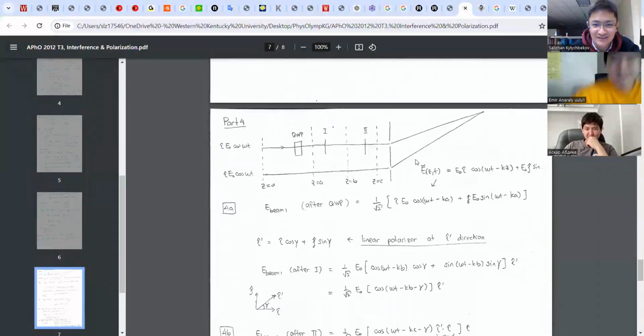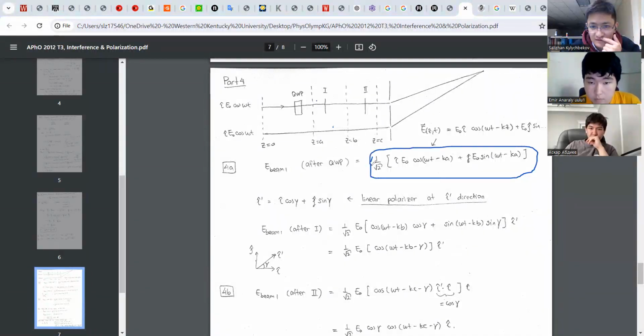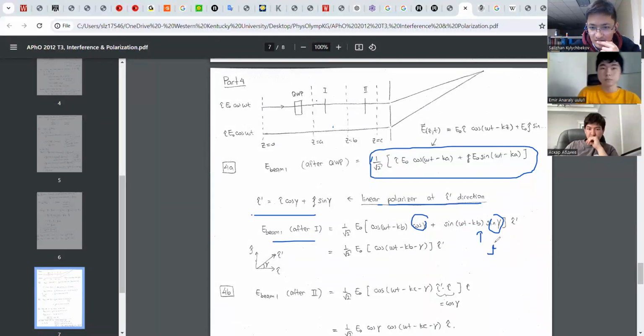So my solution here is this. After the quarter wave plate, it's circularly polarized, like this. And is this linear polarizer at I prime direction? After the linear polarizer, you will have cosine gamma and sine gamma added terms. Sine gamma is basically J dot product I prime, sin gamma, and I dot product I prime, cosine gamma.